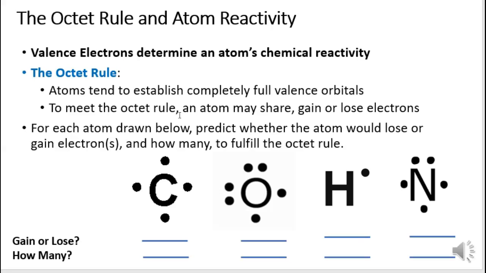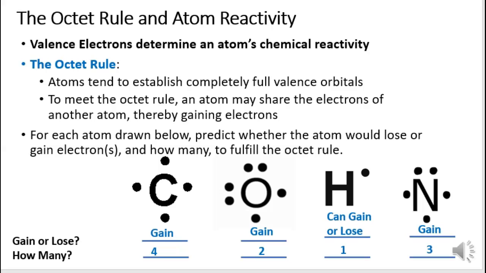So for each atom drawn below, see if you can predict whether the atom would lose or gain electrons. How many would it have to lose or gain to fulfill the octet rule? The answer's on the next slide, so if you wish to pause, please do so.